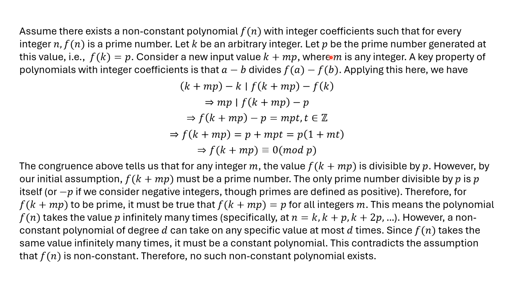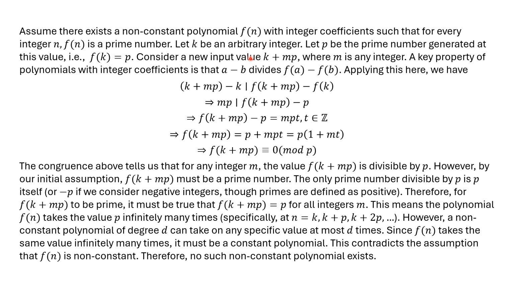I want to prove the theorem I mentioned in conjunction with the last problem that we worked on. We'll do it by contradiction. Assume there exists a non-constant polynomial f of n with integer coefficients such that for every integer n, f of n is a prime number. Let k be an arbitrary integer. Let p be the prime number generated at k. In other words, f of k equals p.